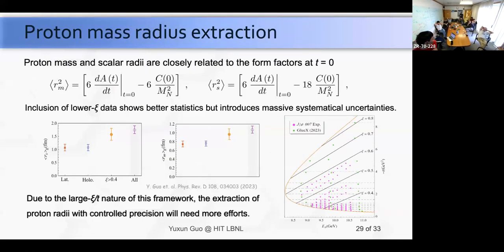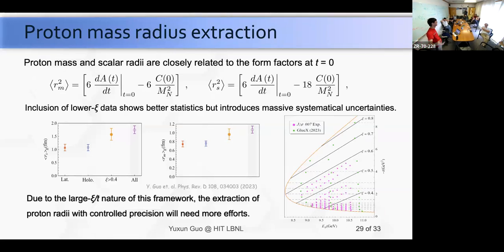If you want to plot it here, that's basically the standard closed-case solution plotted here. But you can see that as we move into a large C region, if we include those low C data, in principle they give us better statistics. That is why you see those error brackets shrink at this point. But there will be a huge systematic uncertainty associated with that, which we did not include. So in general, due to this large C and T nature of this framework, extracting the gravitational form factor at large T is okay. But if you want to study the proton mass radius, you need more information, especially about CG0. That's the crucial part to get a good determination.